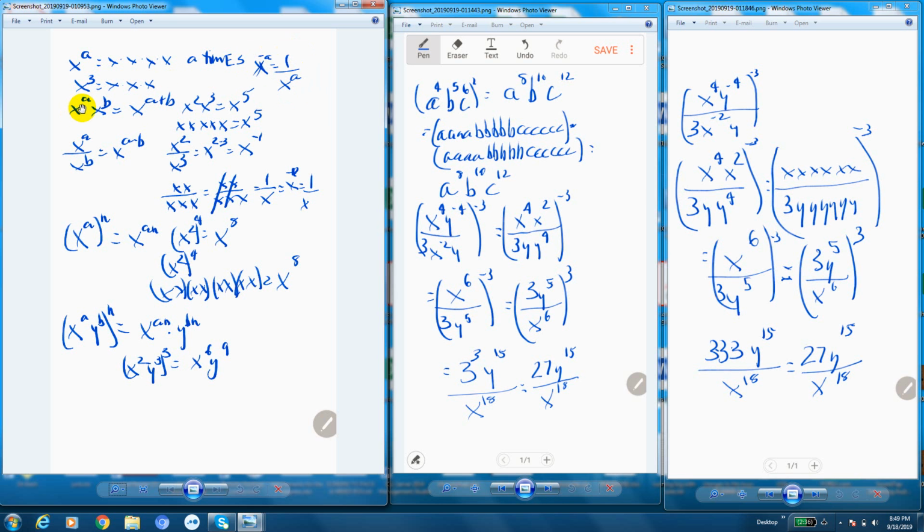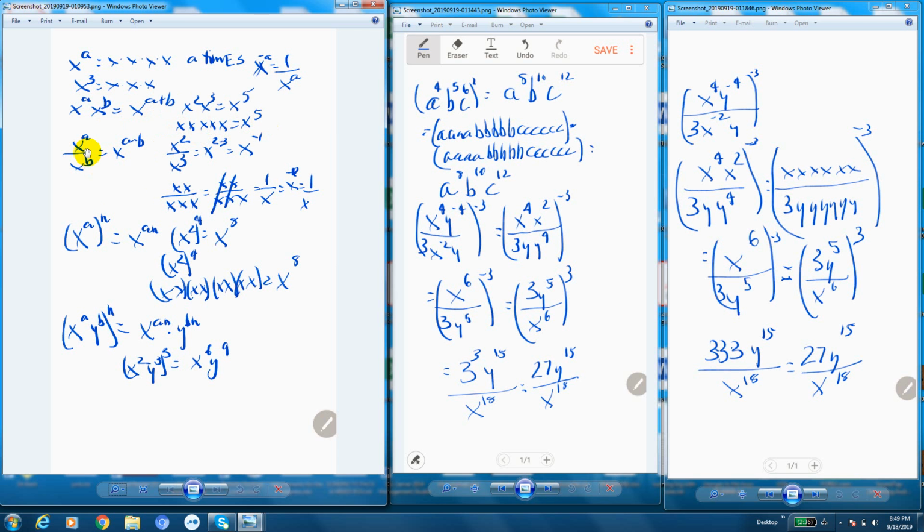Okay, x to the a times x to the b is x to the a plus b. So x squared times x cubed is x to the fifth. And the way you get that is you write down x squared, then you write down x cubed, and this is x times x times x times x times x, which is x to the fifth.